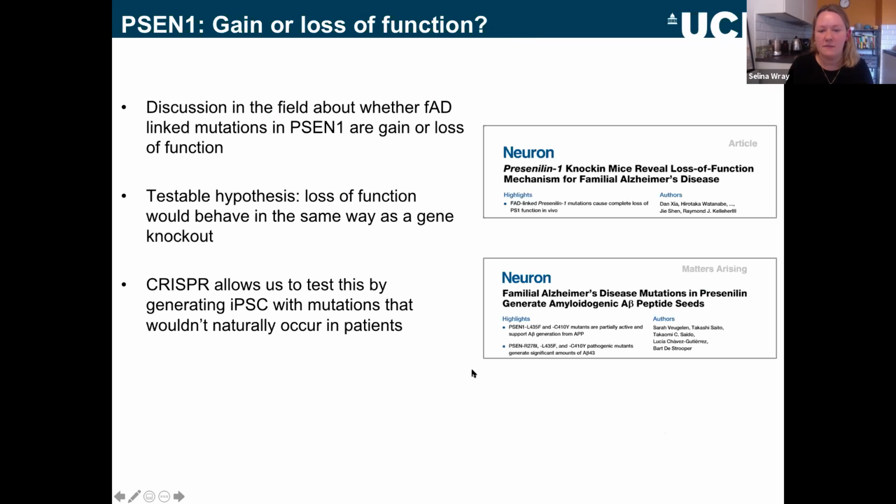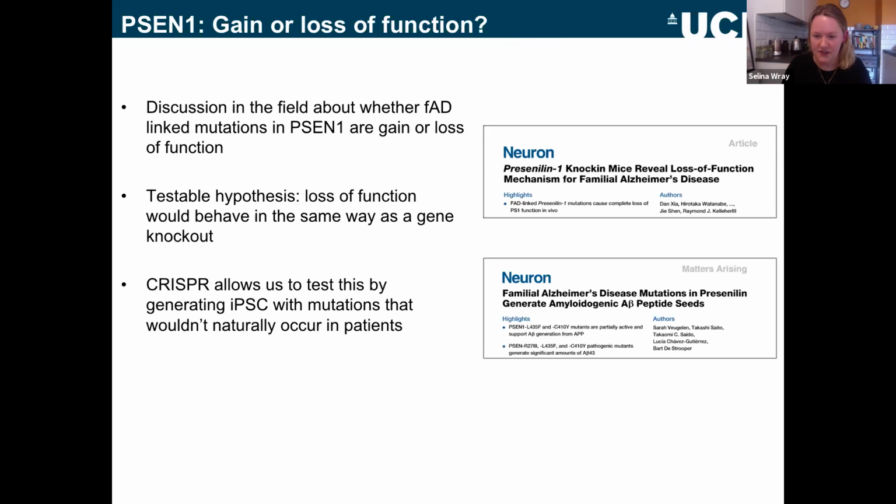So one of the things that's been a point of discussion in the field for many years is whether certain mutations are gain or loss of function. Now, of course, this gives us a testable hypothesis because a loss of function would behave in a similar way to a gene knockout. And the use of CRISPR and the use of isogenic lines has really allowed us to test this in human neurons for the first time, because we can make genetic variants that wouldn't naturally occur within the population.